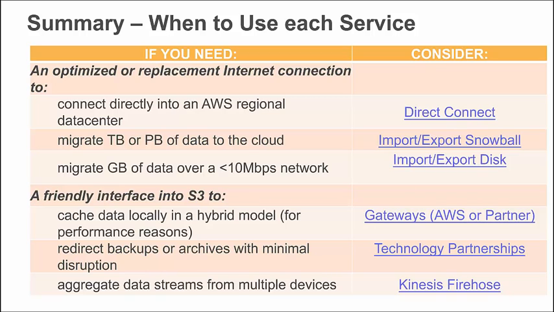If you have a backup application that supports a native cloud connector, like CommVault or Veritas NetBackup, you can quickly and easily point it at S3 and Glacier and gain improved economics and durability. And then finally, Kinesis Firehose is the simplest, most effective way to collect streaming data and load it into S3 and Redshift for near real-time analysis with existing BI applications that you use today.